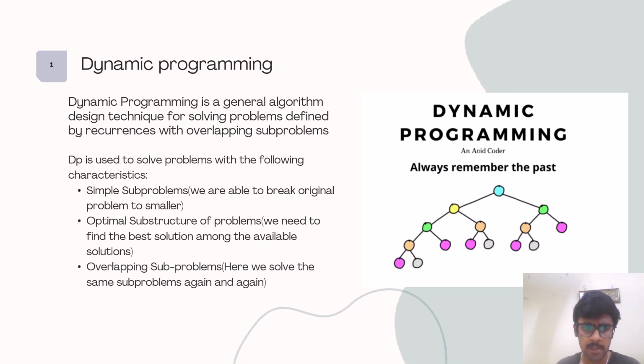Now, some of the characteristics that a problem needs to have in order to use dynamic programming are, first, simple subproblems. That is, the given problem should be divided into multiple smaller subproblems. Next is an optimal substructure of the solution. That is, each subproblem should contain an optimal solution among the pool of solutions. And the last one is overlapping subproblems, which we discussed earlier. That is, a subproblem is being executed or recomputed again and again. Thus, this can be overcome by using dynamic programming.